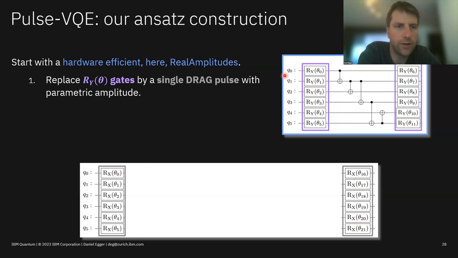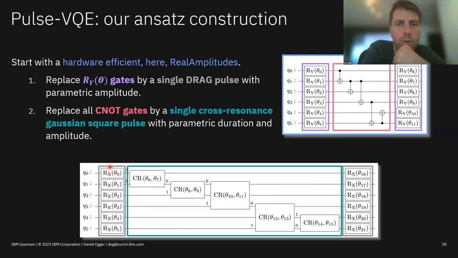We first take the RY gates shown here, and we replace them by a single DRAG pulse with a parametric amplitude. So I denote this as RX in the quantum circuit, but please don't be fooled by the fact that this might not be an RX pulse. And then what we do is we take all of the cross resonance gates here, and we replace them by a single cross resonance tone depicted as a Gaussian square pulse, right? So this is what the variational Ansatz would look like.